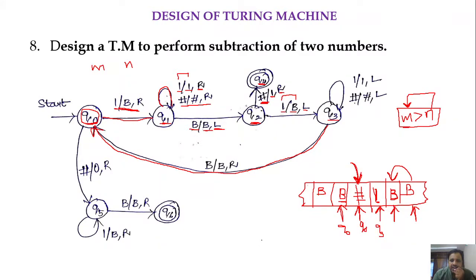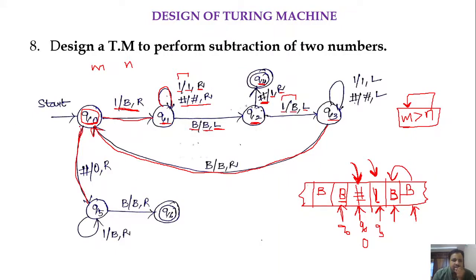Whenever the m value is less than the n value, we get hash in q naught. So in q naught if we get hash, we have to replace that hash with 0. So here I will replace this hash with a 0 and move the header towards right. While moving the header towards right, if I get any ones, those ones are extra ones in n, so I replace those ones with blank by moving the header towards right.